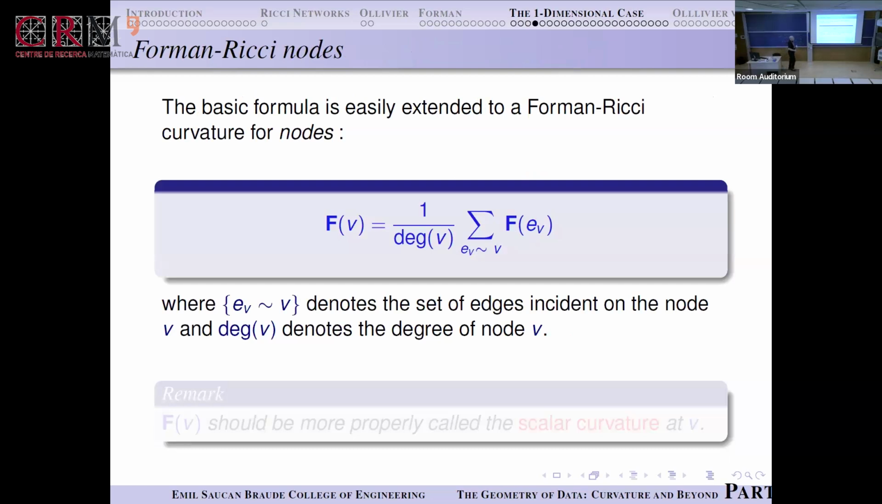Okay, so I should say that this is a measure on edges, but you also want to compute a measure for nodes, for vertices, because this is what people do classically. And you just do a scalar curvature. So this is a Ricci curvature. The mean of Ricci curvature is scalar curvature. You do the same in the discrete setting. So if you have a node, you look at the curvatures of all the incoming edges and you take their mean, or just the sum. And this is a scalar curvature attached to a node, okay?